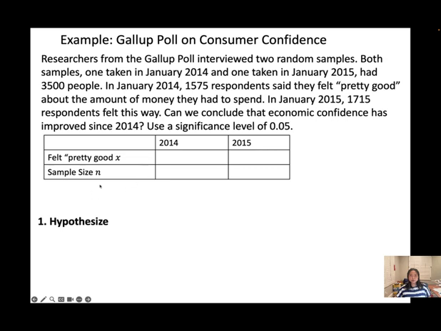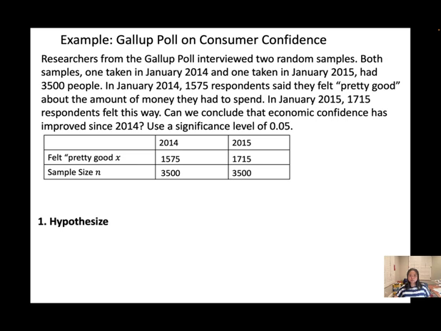Before we work on it, I want you to fill in this table. How many successes, X, in 2014? What is the sample size for 2014 and 2015 also? Fill in this part first. So check your work. You should have these numbers, right?